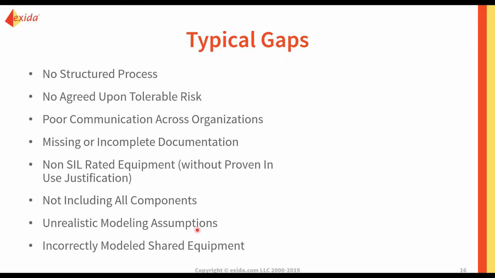The problem with that and the other unrealistic modeling assumptions is that it gives an overly optimistic estimate of how good the safety system is. And because of that, we will still have residual risk. We're not really doing everything that needs to be done to mitigate the risk to the tolerable level.